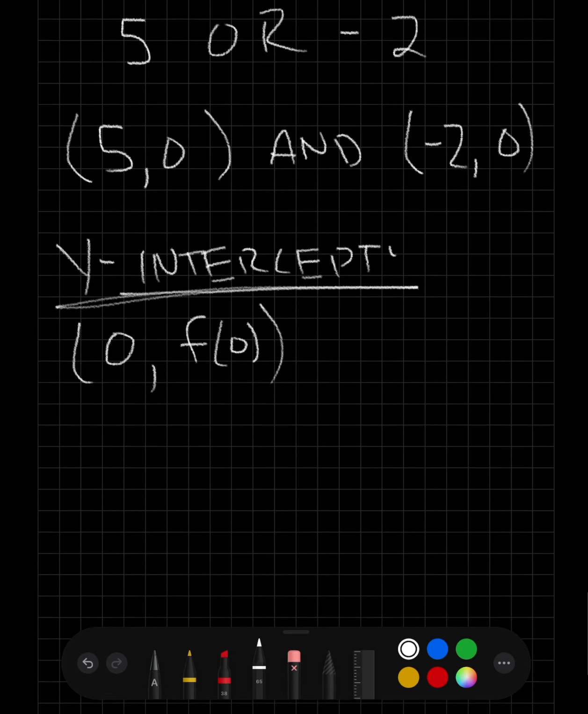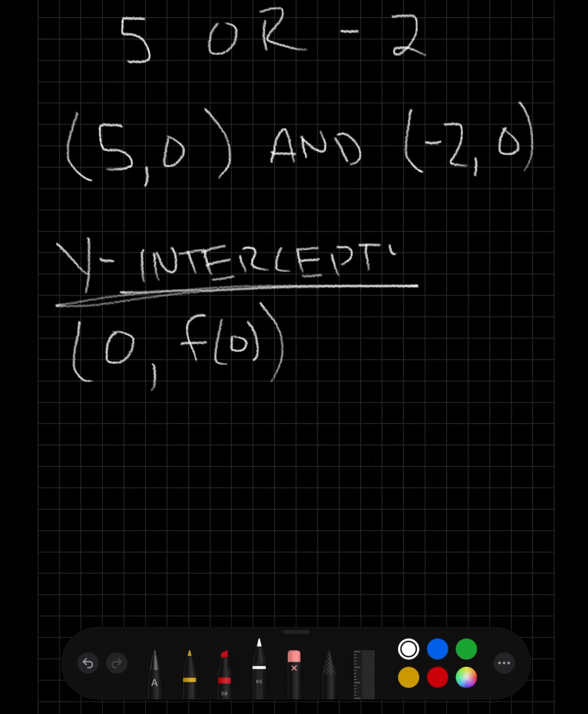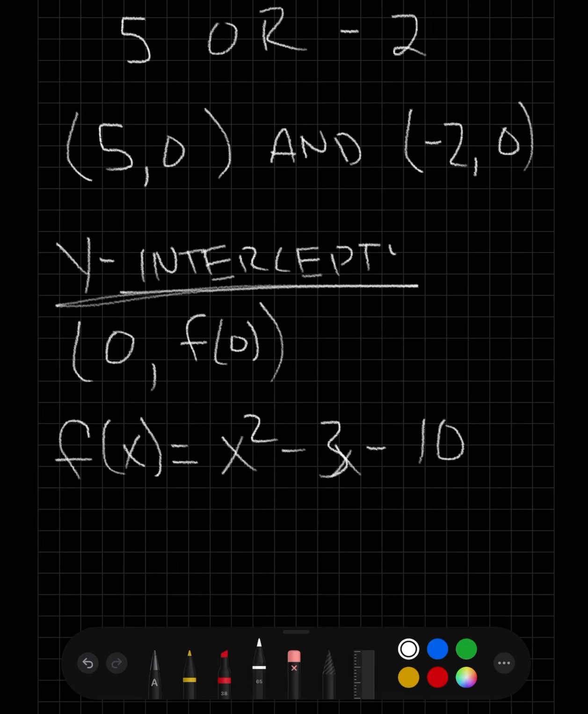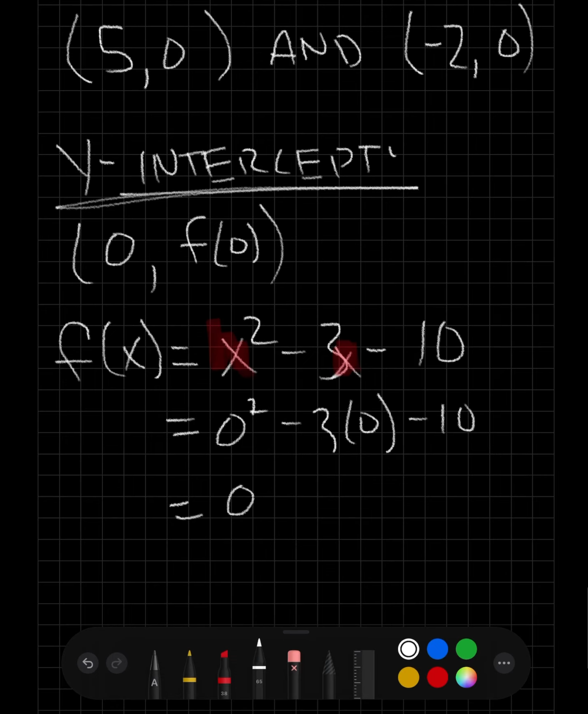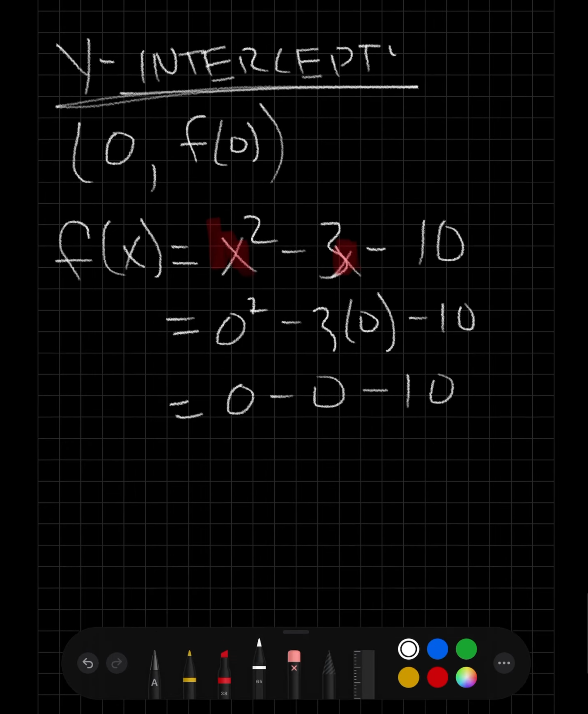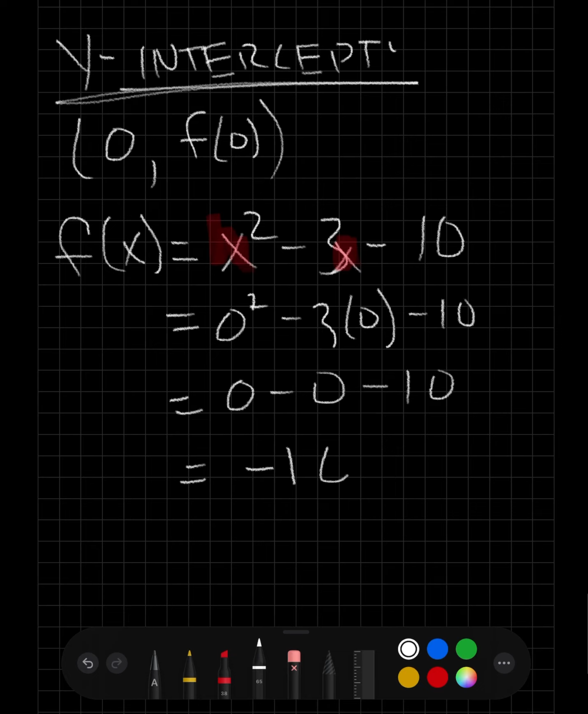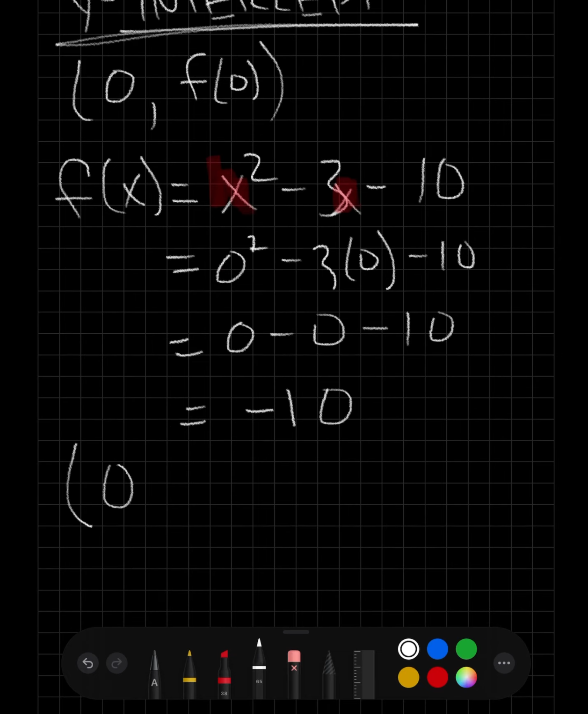So just like I plugged in before, I'm just going to plug in 0 for my x value into my original equation. That's going to give me my y-intercept. Anywhere that I see x, I'm going to replace that with 0. So I have 0 squared minus 3 times 0 minus 10. This gives me 0 minus 10, which is negative 10. So my y-intercept will be the point (0, negative 10).